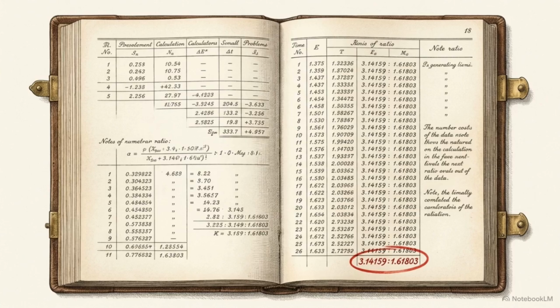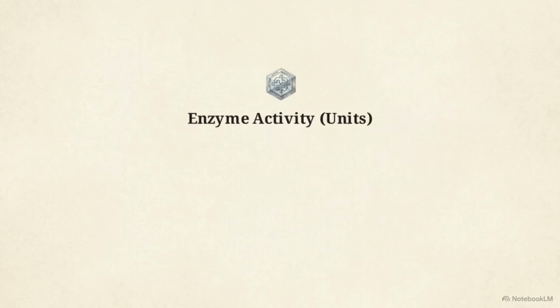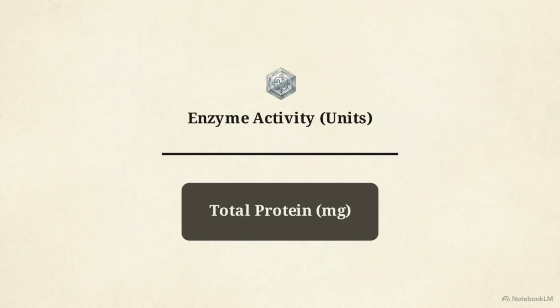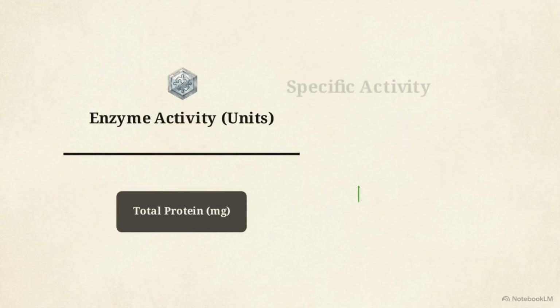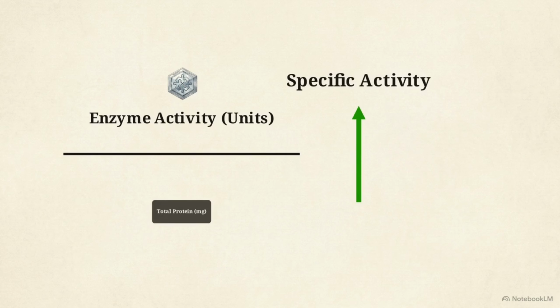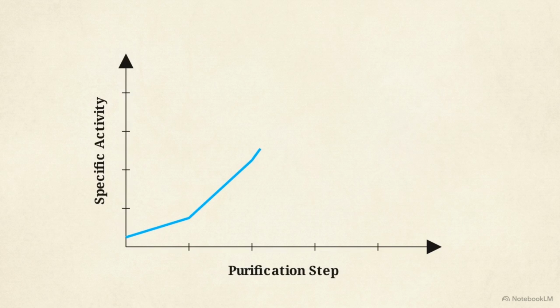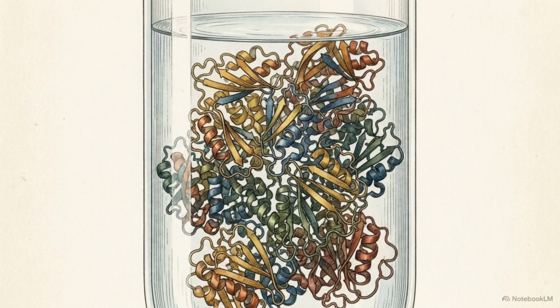To track this objective, biochemists measure specific activity. Specific activity is a ratio, functional units of target enzyme divided by total milligrams of protein. As purification proceeds, total protein in the denominator falls. Because the target enzyme is retained while nonspecific proteins are discarded, the specific activity increases. A pure protein is achieved when the remaining material reaches a maximum constant specific activity, the point where every molecule in the tube is functionally identical.